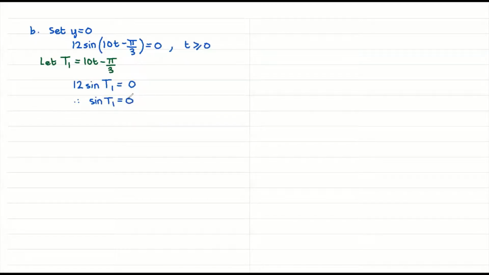Now, if that's the case, let's work out our principal angle. So T1 will be equal to the inverse sine of 0, and that's just going to equal 0. Now, we can add this to a CAST diagram, and I'm doing this because I want you to see how this behaves. So on a CAST diagram, just put it down here.